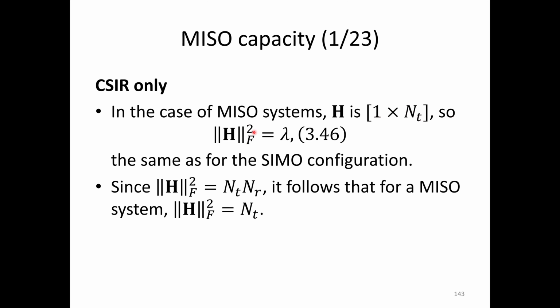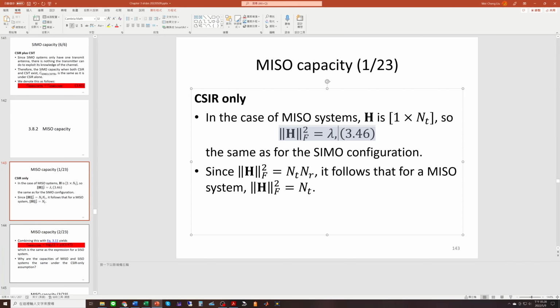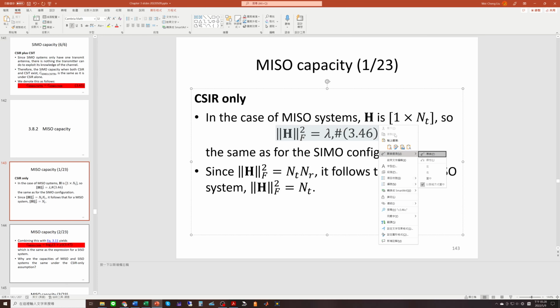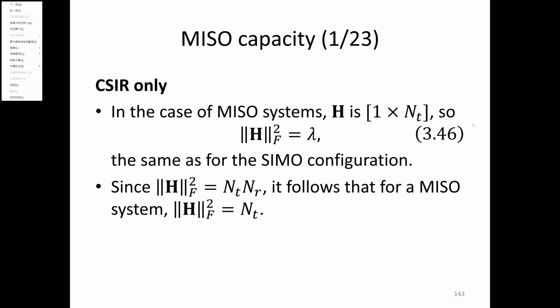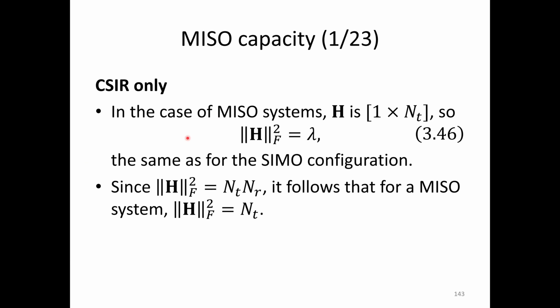So the square of the Frobenius norm of H is equal to lambda. So why is the square of the Frobenius norm of H equal to lambda?